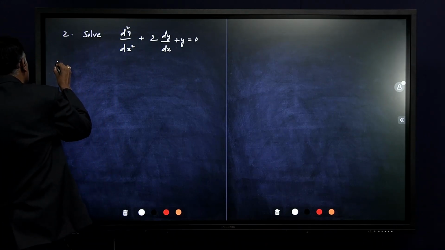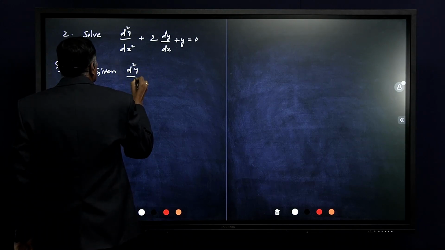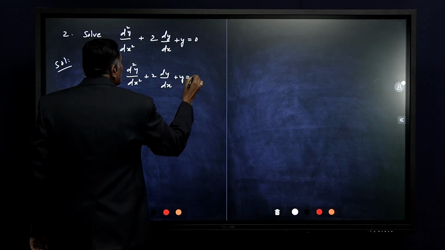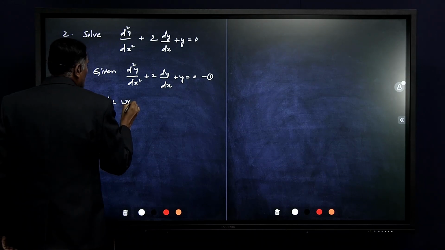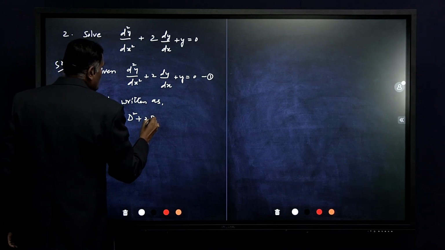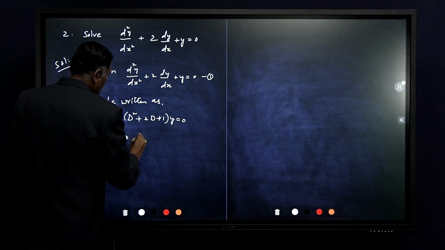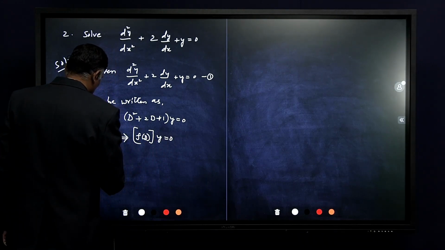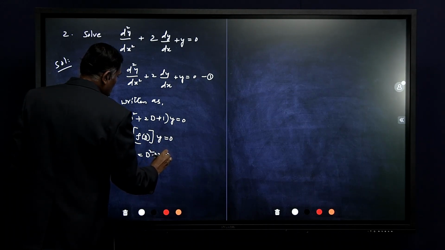Now let us discuss how to find the solution of this one. First write down what is given. This is given. Write the given differential equation in operator form. It can be written as D square plus 2D plus 1 into y equals to 0. Now this is nothing but of the form f of D into y equals to 0, where f of D is nothing but D square plus 2D plus 1.